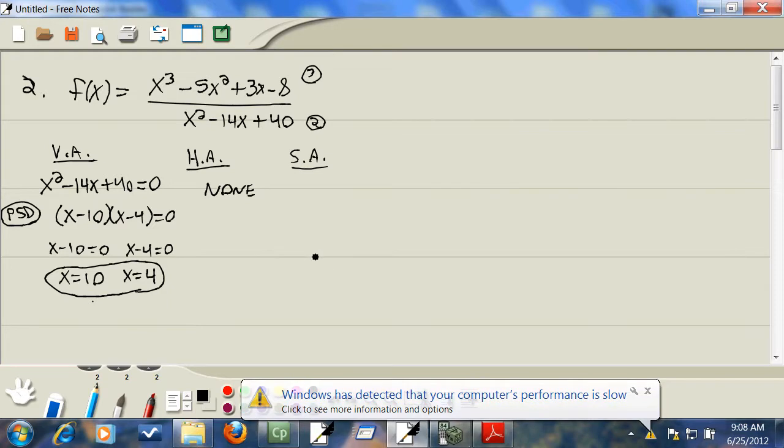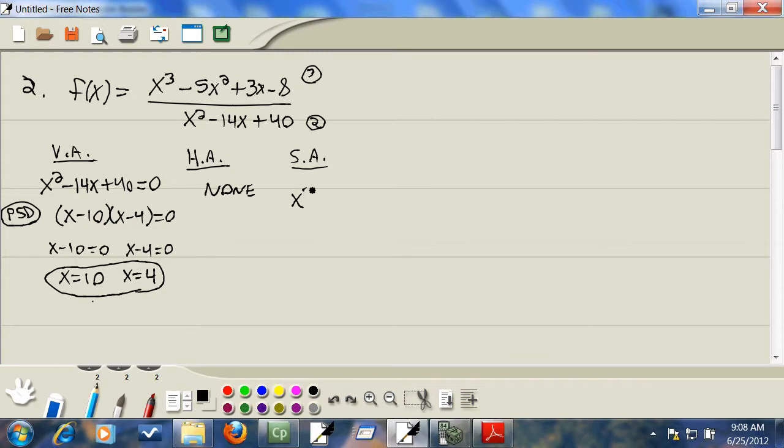The computer says it detected that its performance is slow. I'm not sure what that means, but hopefully it doesn't crash.